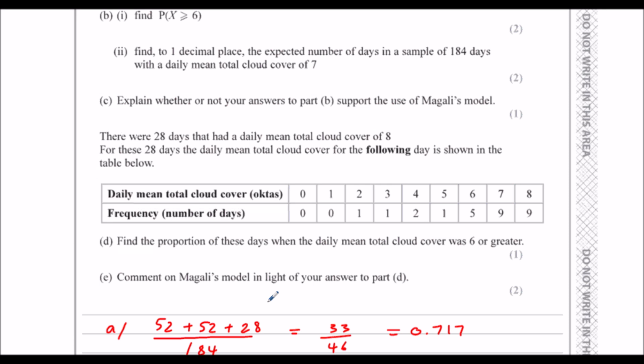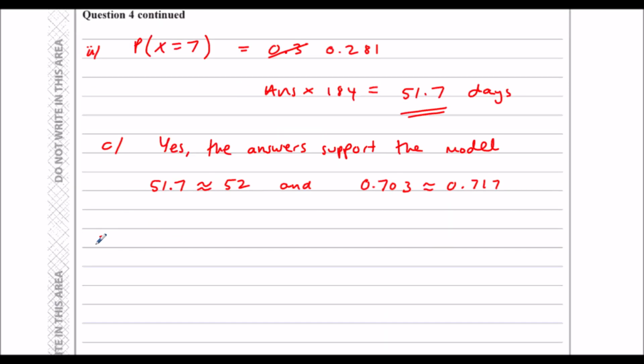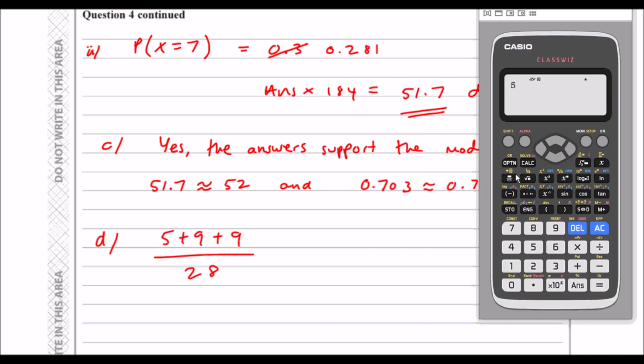There were 28 days that had a daily mean total cloud cover of 8. For these 28 days, so these are the days with a cloud cover of 8, the daily mean cloud cover on the following day is shown on the table. Find the proportion of these days when the cloud cover is 6 or greater. So this is out of 28, so 5 plus 9 plus 9 over 28. 0.821.